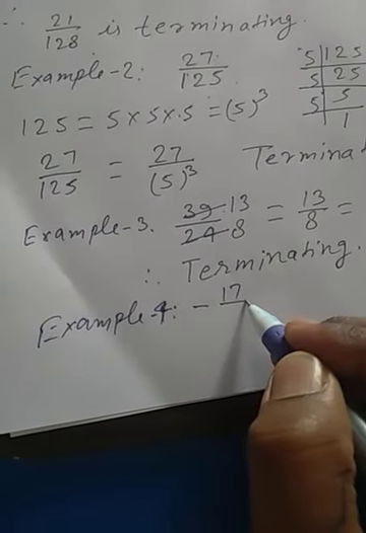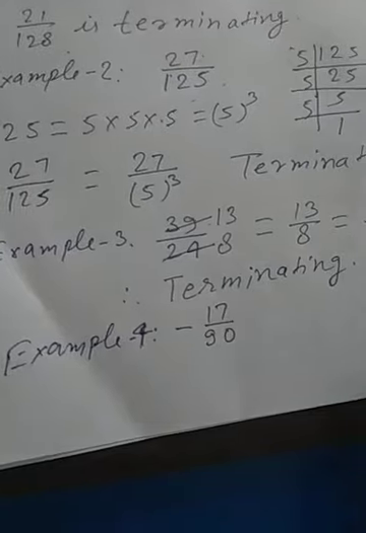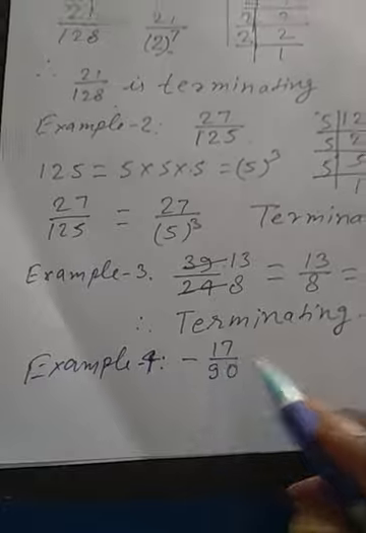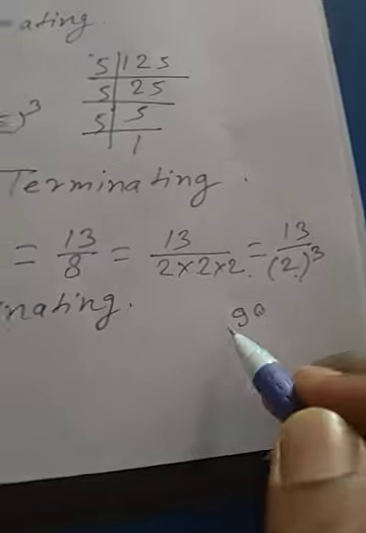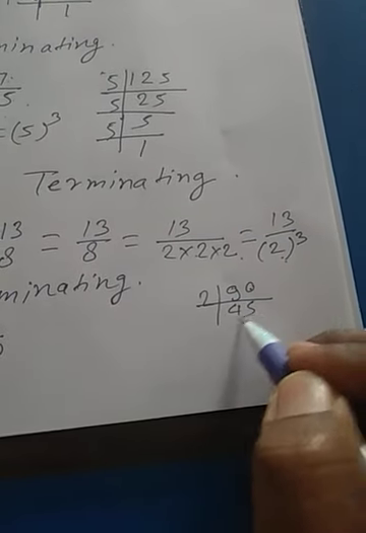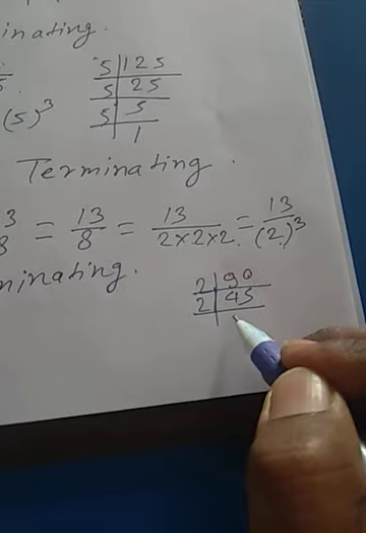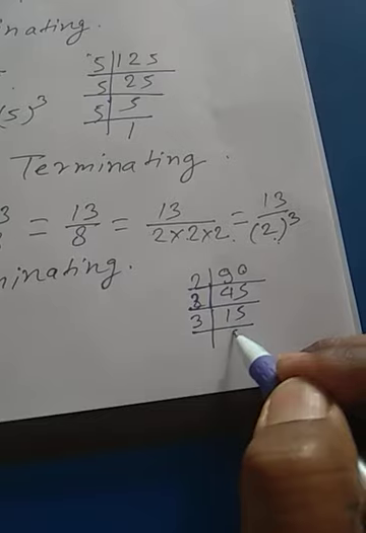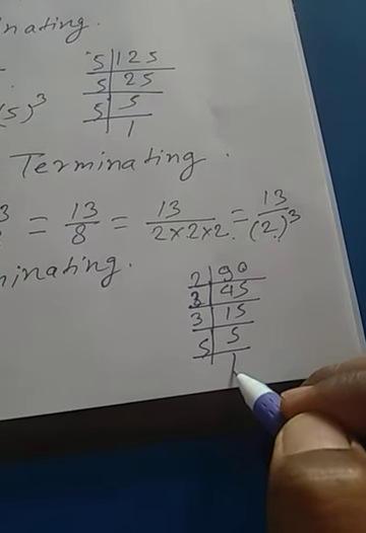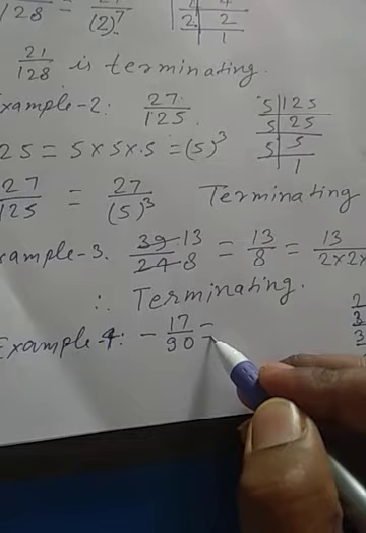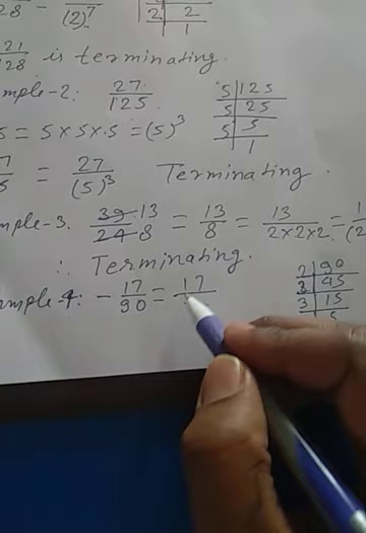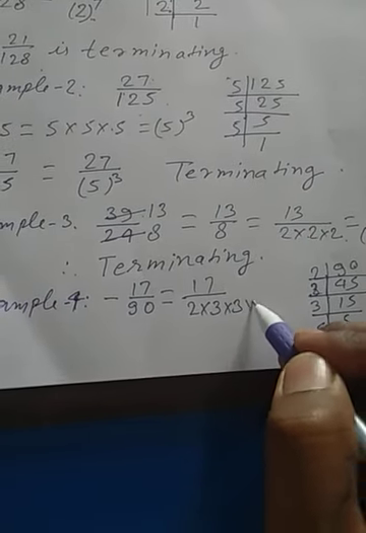Minus 17 by 90. Here it is not reducible, 17 by 90, but the prime factorization of 90 we have to find out. 2 into 45, 3 into 15, 3 into 5, and 5. Here you can see in the prime factorization of the denominator 2 into 3 into 3 into 5.